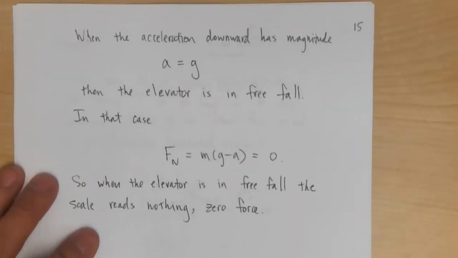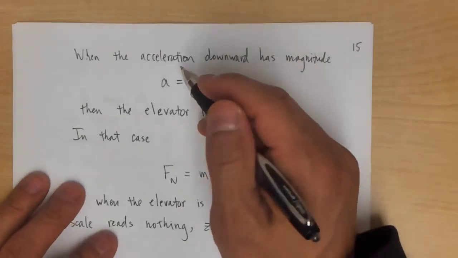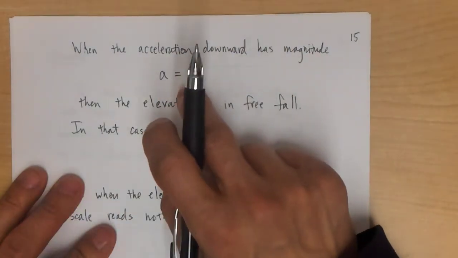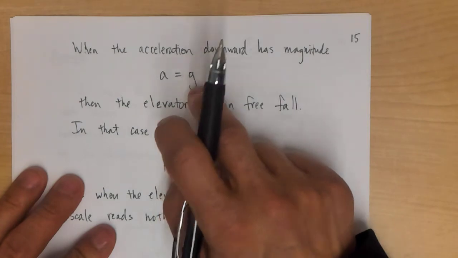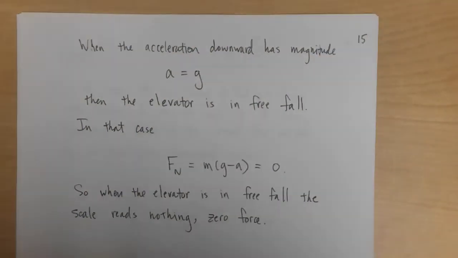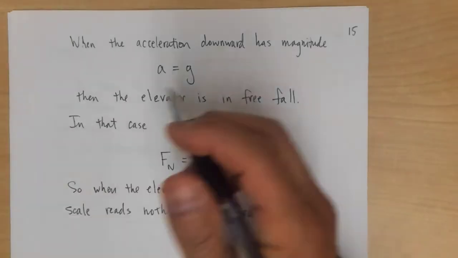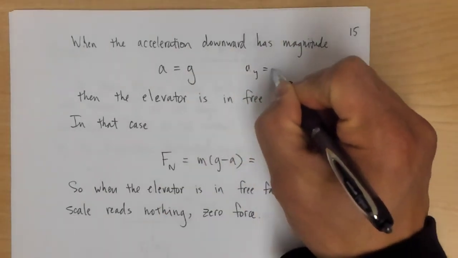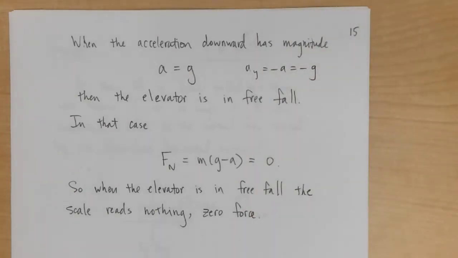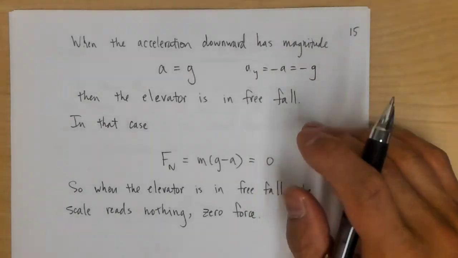Now, if you have the very, very scary experience where the acceleration has a magnitude g downwards, so a is g, remember we're saying ay is negative a, so it will be negative g for ay. So we're saying ay is minus a or minus g. Then the elevator is in free fall, so you really are falling.